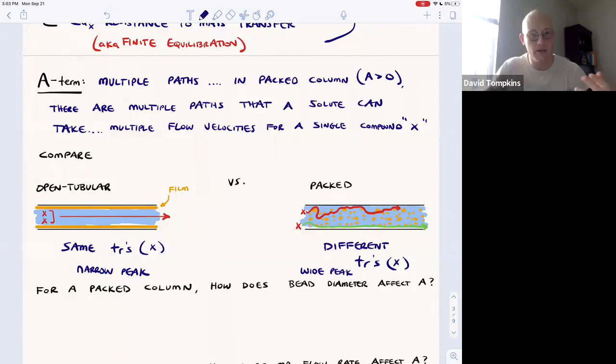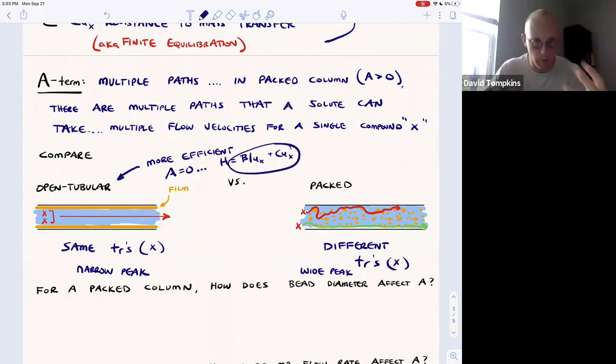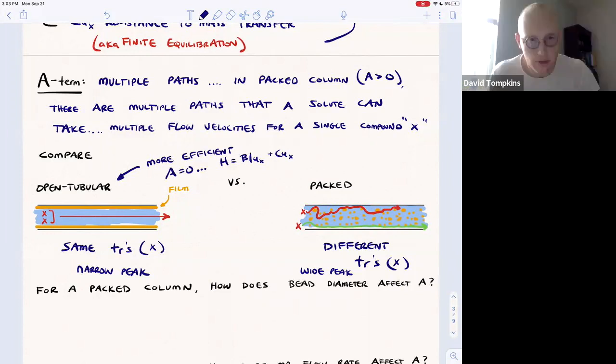column. Now, as we've discussed before, although the open tubular are more efficient because they minimize this multiple paths term, or the multiple paths term is 0, which means the Van Deemter equation just becomes B over flow rate plus C times flow rate. It's only 2 terms, which we will move on to next. Open tubular are more efficient, or you generally get better resolution, okay? Higher plate number and lower plate height.